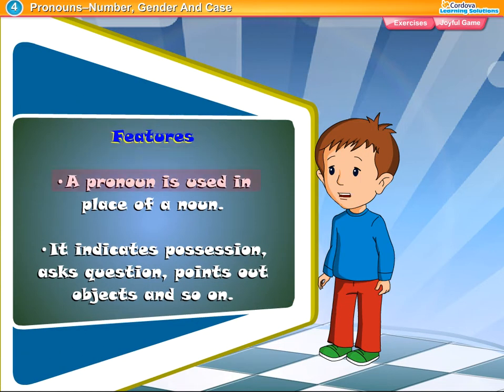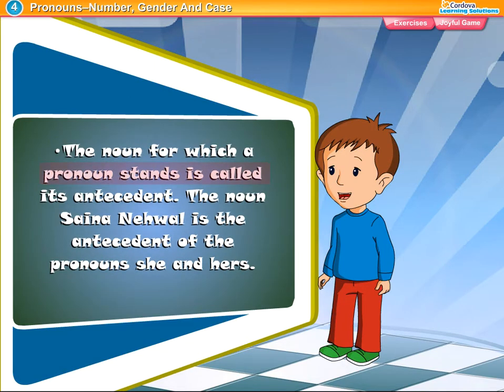Features: a pronoun is used in place of a noun. It indicates possession, asks questions, points out objects, and so on. The noun for which a pronoun stands is called its antecedent. The noun Saina Nehwal is the antecedent of the pronouns she and hers.